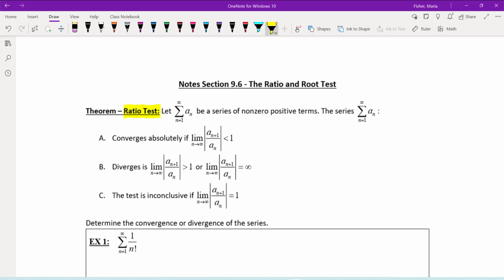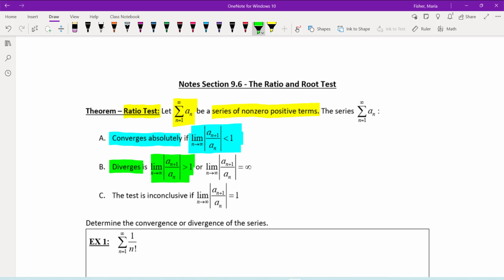The ratio test says, let the sum from n equal 1 to infinity of a sub n be a series of non-zero positive terms. Then, the series converges absolutely if the limit as n goes to infinity of the absolute value of a sub n plus 1 over a sub n is less than 1. The series diverges if that limit is greater than 1, or if that limit is equal to infinity. And finally, the test is inconclusive if that limit is equal to 1.